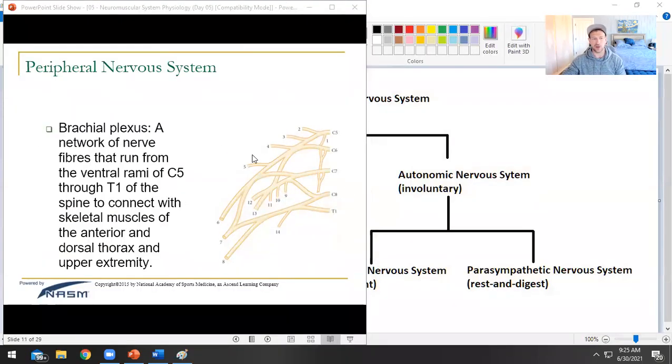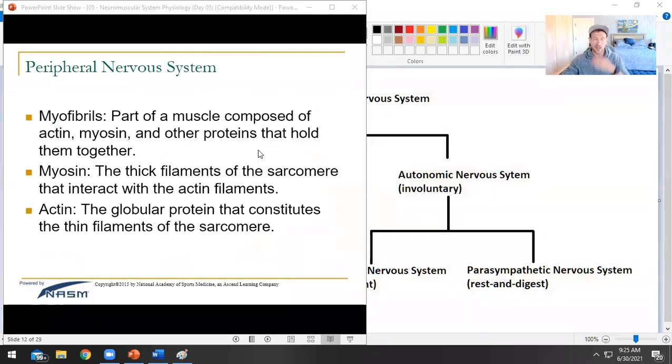And then there's what's called your brachial plexus. It's basically the network. So that is the nervous system part of what we're talking about today.